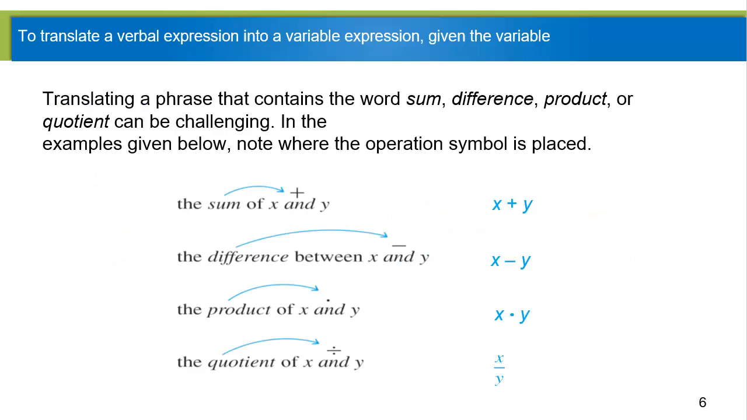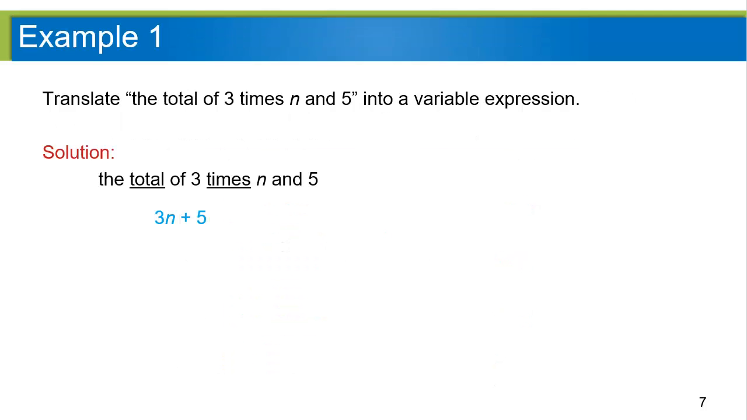All right, some more keywords. When you see the sum of something, that's always addition. The difference between two things, that's always subtraction. The product of something always means multiplication, and the quotient of something always means division. Here's an example: the total of 3 times n and 5. Well, the total of 3 times n and 5 is 3n plus 5. The "and 5" always means addition.